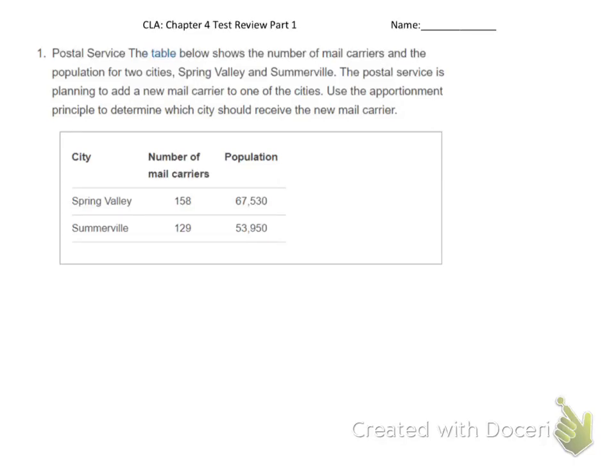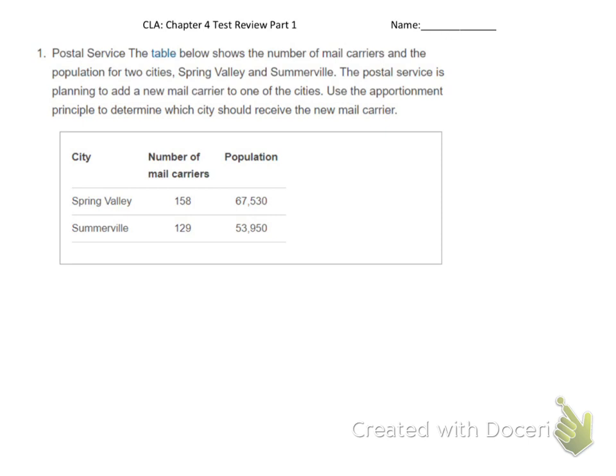Postal Service. The table below shows the number of mail carriers and the population for two cities, Spring Valley and Somerville. The Postal Service is planning to add a new mail carrier to one of the cities. Use the apportionment principle to determine which city should receive the new mail carrier.